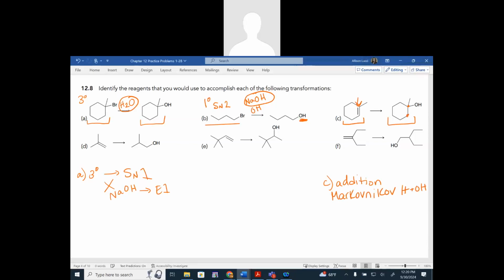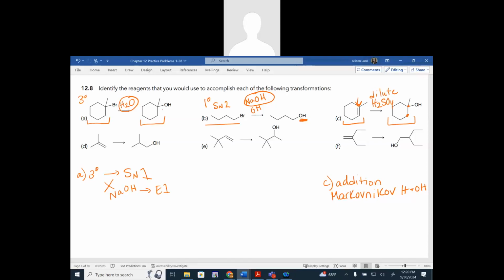So that could be accomplished using something like an acid catalyzed hydration. So we could use dilute H2SO4 for our reagent there. Let's take a look at D.